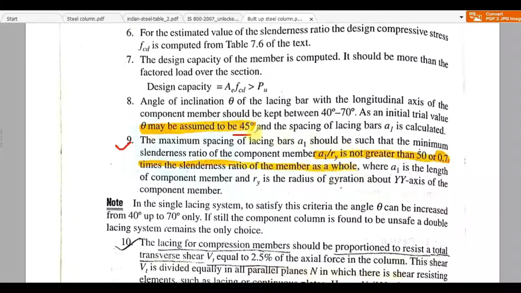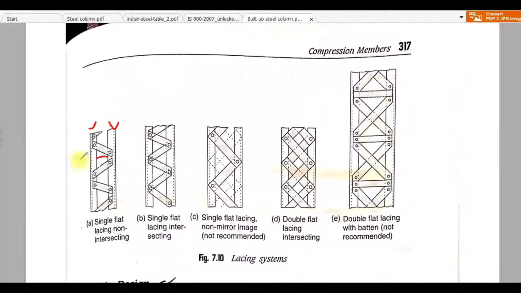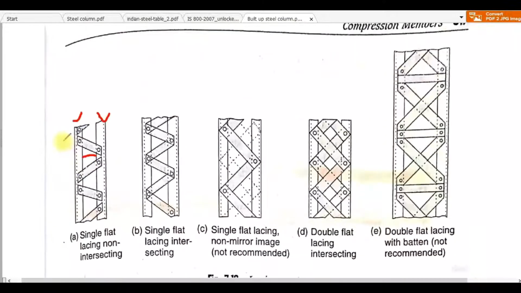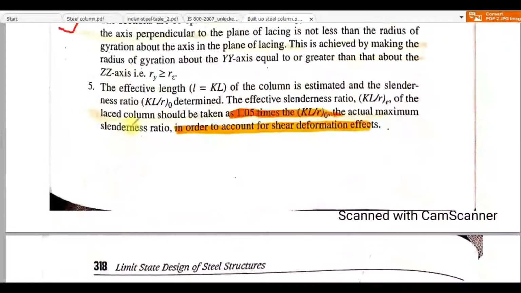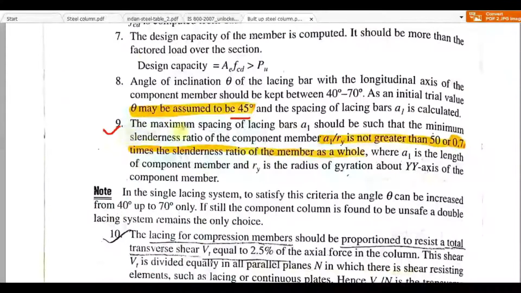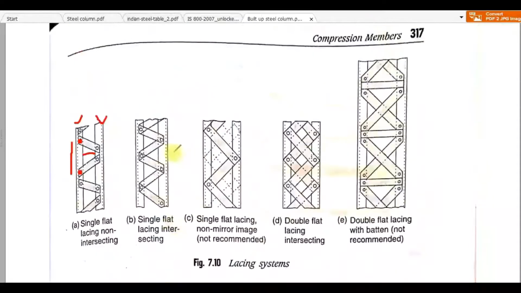So what is a1 by ry? I described it previously. This is a1: between this point and this other point, the vertical distance between these two points is called a1. You have to fulfill this criterion, that is point number 9: a1 by ry should not be greater than 50. You can find this a1 from the geometry of the lacing bar.